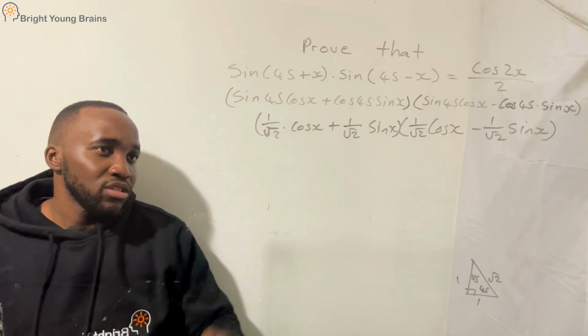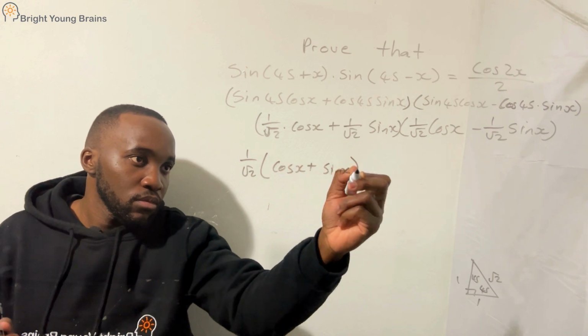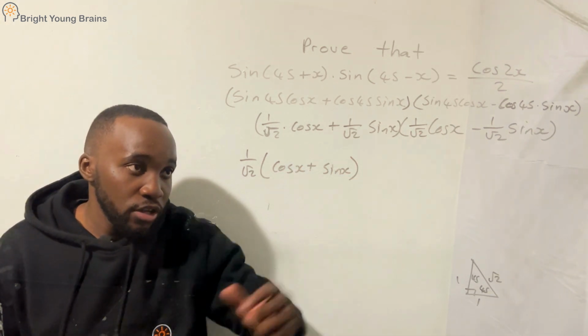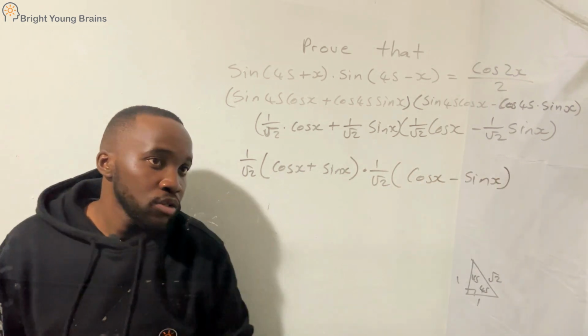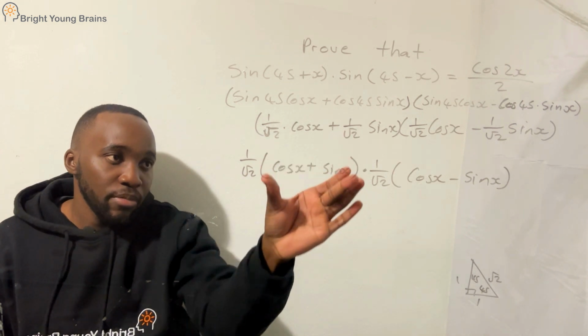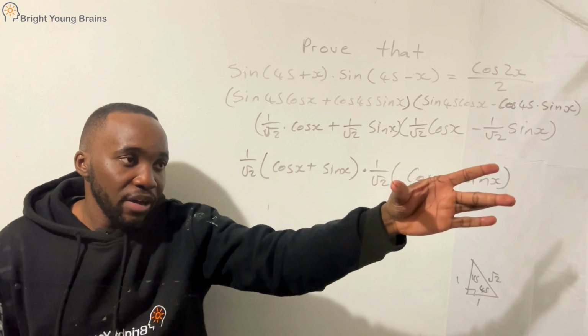So what you can actually do is here, take out 1 over square root of 2 as a common factor first, and then what you can actually do is take it out over there as well. So what you have done for yourself is you can now clearly see that this is just being multiplied by that, which is just being multiplied by that, which is just being multiplied by that.